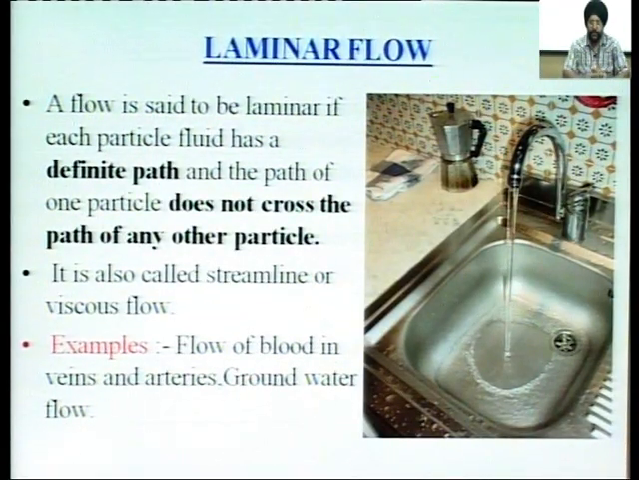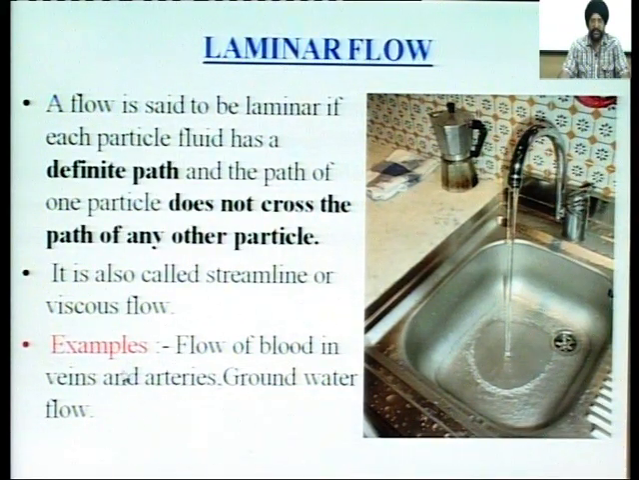Now coming to a very important flow called the laminar flow. What is a laminar flow? A flow is said to be laminar if each fluid particle has a definite path and the path of one particle does not cross the path of any other particle. There is a definite path and the particles are not crossing each other. It is also called streamline flow or viscous flow.